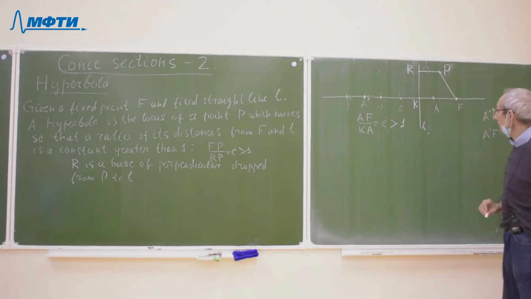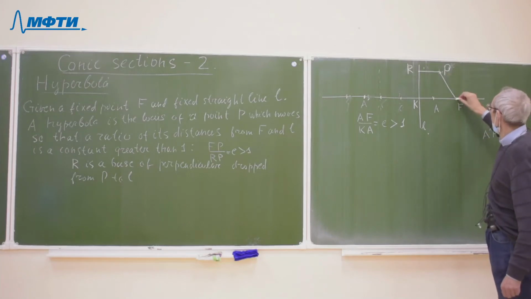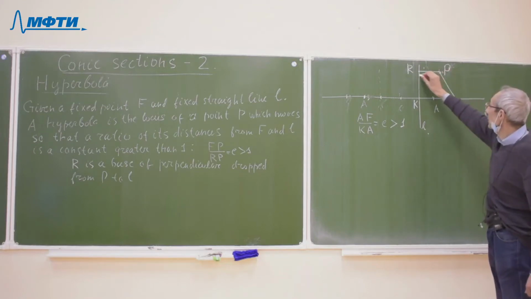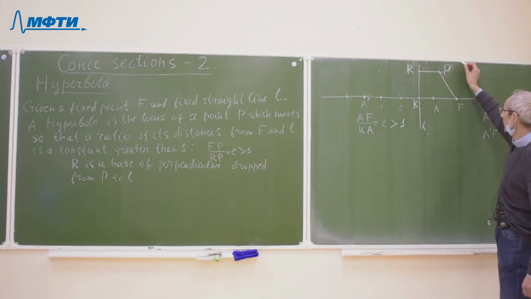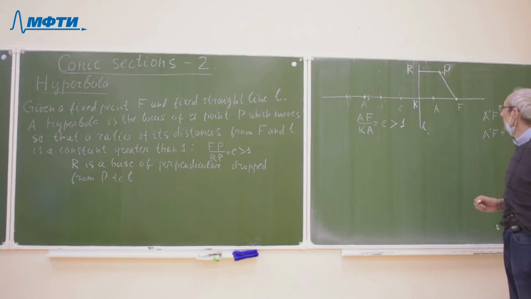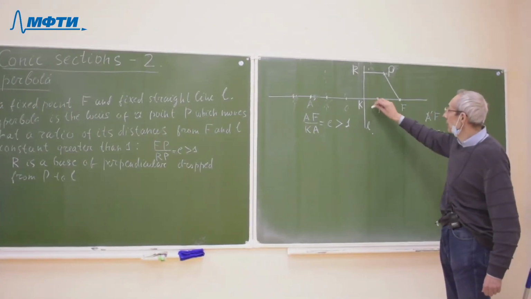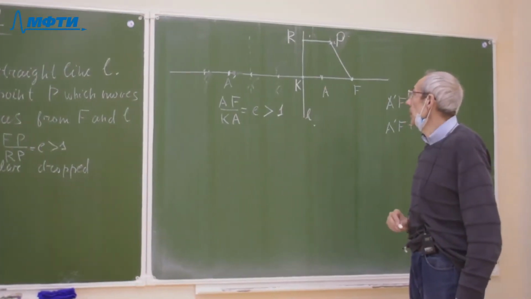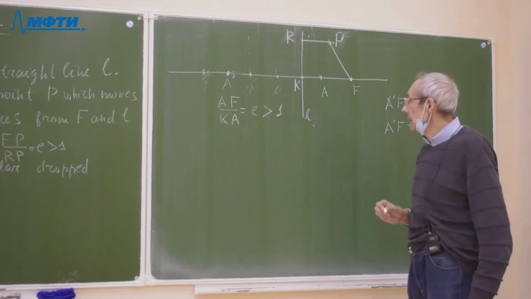And in our picture, the ratio of the distances from P to F and P to R is constant. P is a moving point. And let's consider a straight line which passes through F and is perpendicular to L, and let K be the point of intersection of this perpendicular and our straight line L.